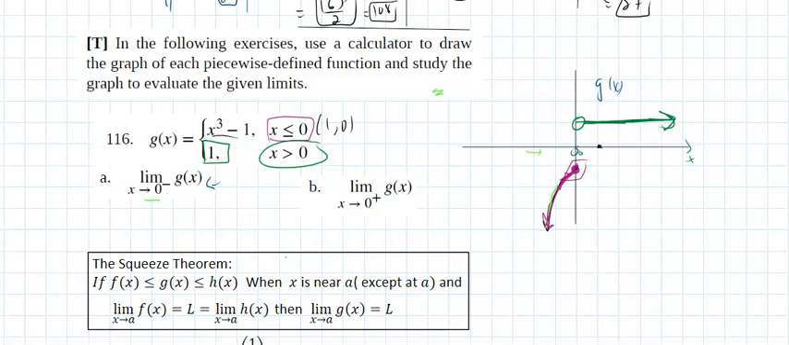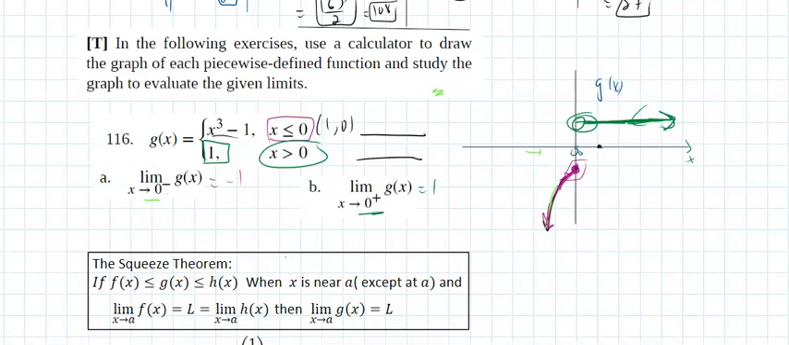Isn't that approaching -1? From the graph, there it is. And if you're picking 0 from the right, there's 0 coming from the right side. Isn't that a 1?